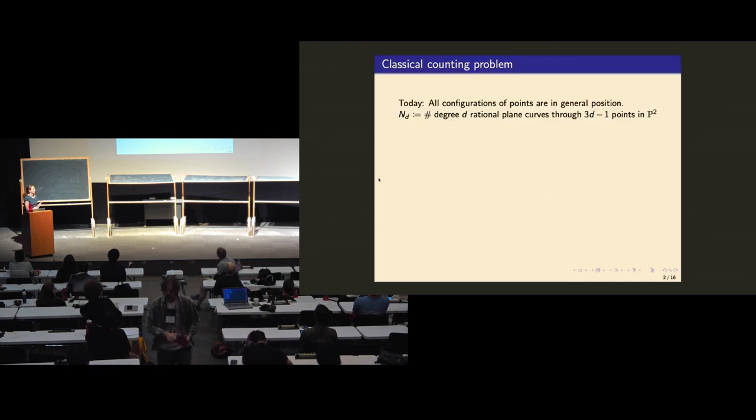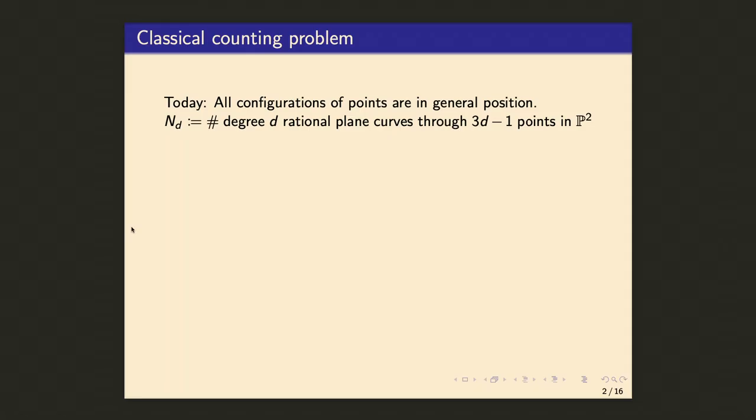So let's apply this to another problem in enumerative geometry where this is really, really powerful. Namely, this is something Candace already talked about yesterday. You want to count the number of degree d rational plane curves through 3d minus 1 points in P2. And today, let's just assume that all the configurations of points are in general position. I don't always want to write it because it takes up too much space. This also holds later for the tropical curves. Then this will be tropical general position, which is even more restrictive. So today, all the point configurations are in general position.